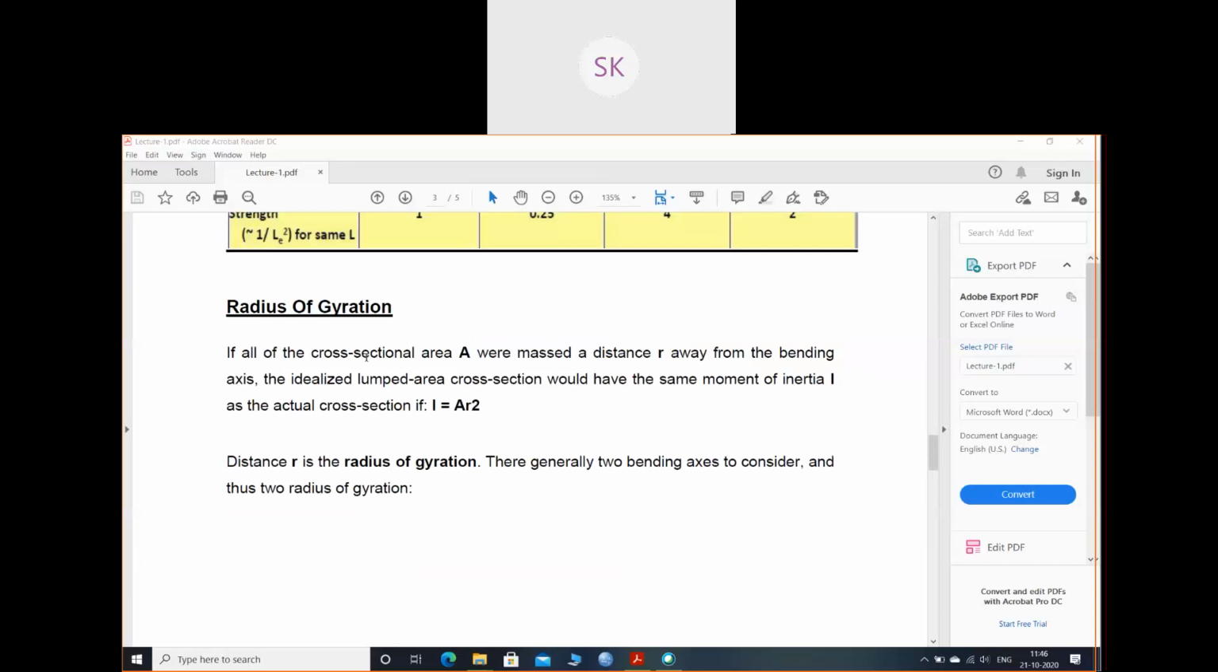Now we'll study what radius of gyration is. If all of the cross-section area A were massed a distance r away from the bending axis, the idealized lumped area would have the same moment of inertia as the actual cross section. That is, I is equal to A r squared, and distance r is the radius of gyration. There are generally two bending axes to consider and thus two radii of gyration, one in the x direction and another in the y direction.